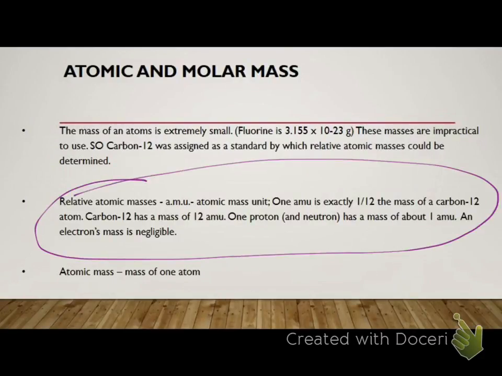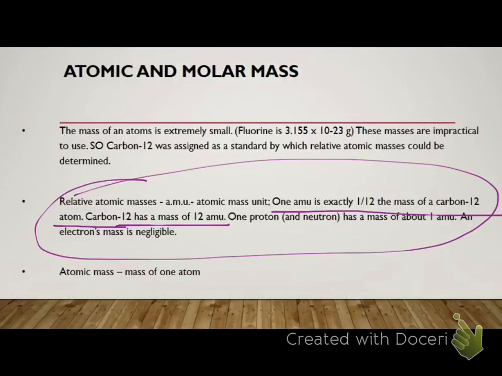So we saw that the mass of an electron and the mass of a proton are very, very small. They had a times 10 to the negative 24 exponent, and the electron times 10 to the negative 28. Those are hard numbers to deal with. So they have a standard that they use so that we can make this more easily understandable. 1 AMU, which stands for atomic mass unit, is exactly 1/12 the mass of a carbon-12 atom. And carbon-12 has a mass of 12 AMU, so everything's related to that carbon.